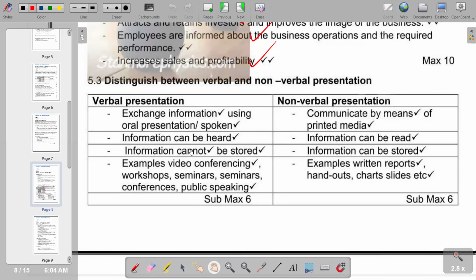So examples of verbal, we've got video conferencing, workshops, seminars, and public speaking, whereas for non-verbal, we can talk about detailed reports, handouts, charts, and slides. So these are the examples that we have on that part.